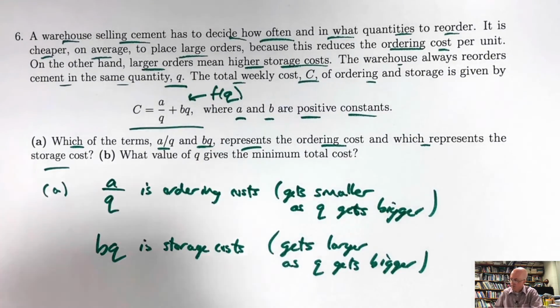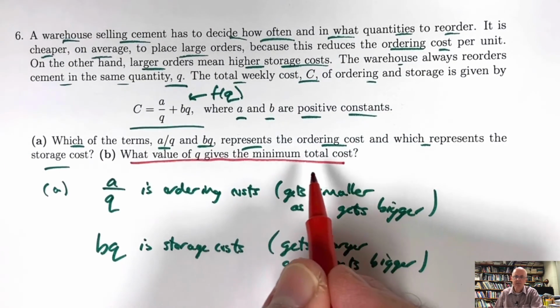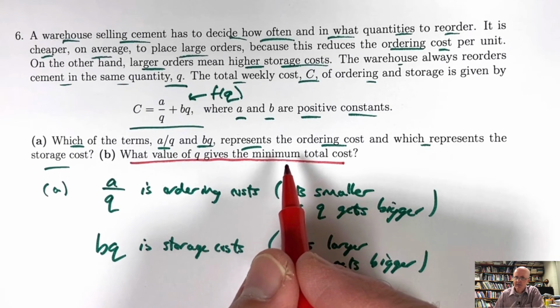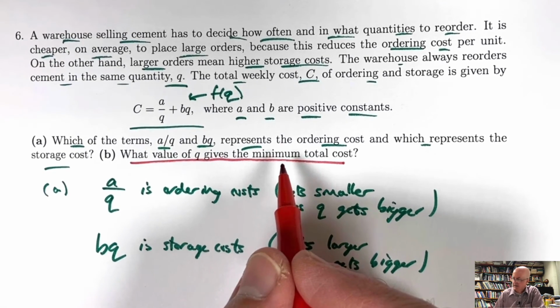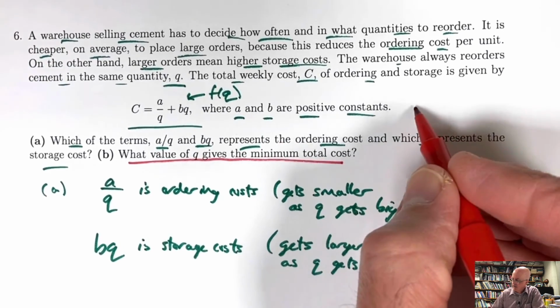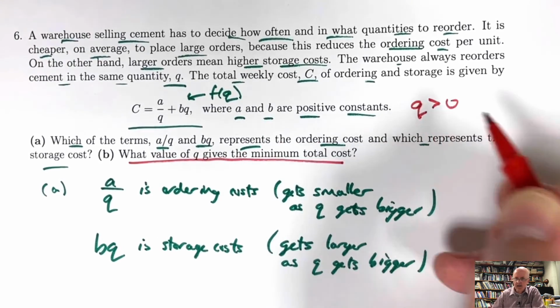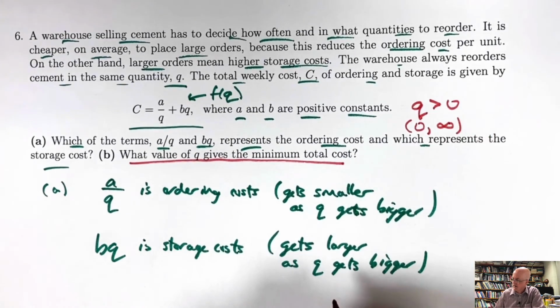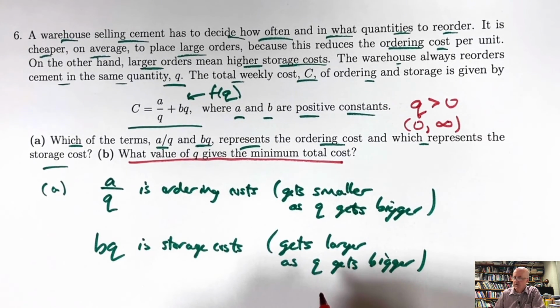What value of Q gives the minimum total cost? What's the domain of this function? Well, Q can't be negative. You are also actually ordering something, so Q can't be 0 either. Q must be strictly positive. The domain in interval notation is 0 to infinity, not including 0. It's not a closed and bounded interval anymore. We cannot plug in the endpoints here.